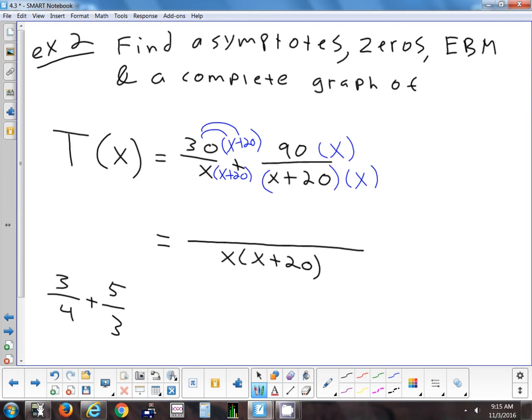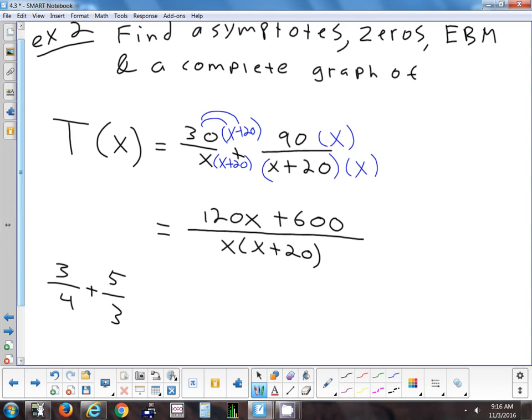So when I do that, the 30 times x plus 20, that's a distributive. What's 30 times x? 30x. And then I'm also going to have 90 times x, which is 90x. What's 30x plus 90x? We can do that all together. And what's 30 times 20? 600.